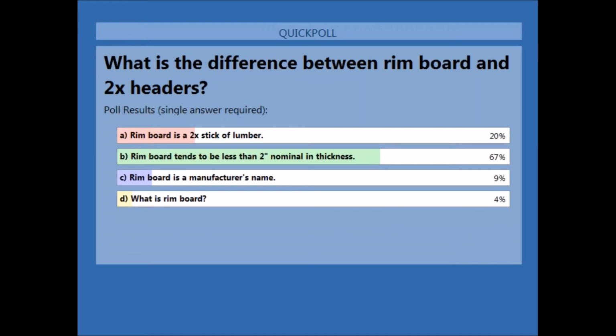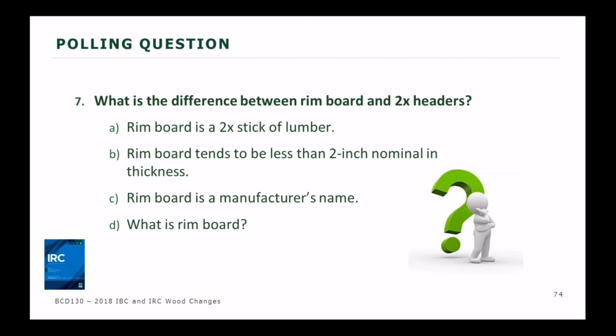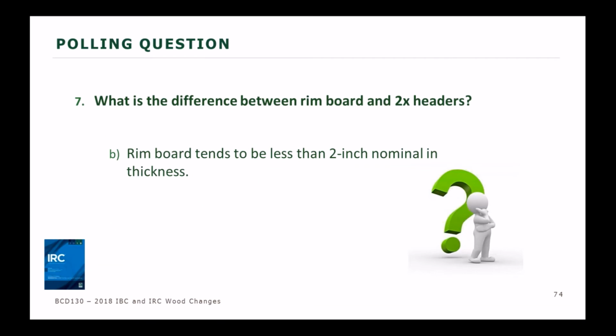All right, and Sandra, what is the real answer? So the answer here is that rim board, a manufactured rim board, is less than 2-inch nominal in thickness. And the reason I actually asked the question is because this term gets used differently across the country. So manufacturers of structural composite lumber use rim board as the term for a material that is thinner than the rest of their products that works just fine to block joists or to be that framing member on the exterior of the joist within a floor.